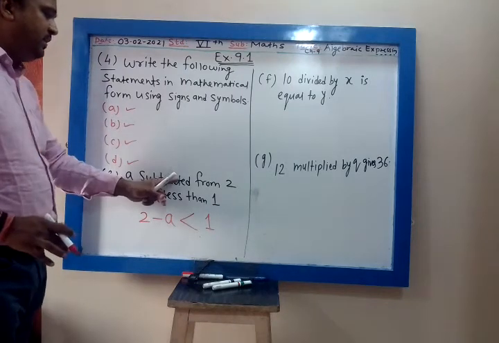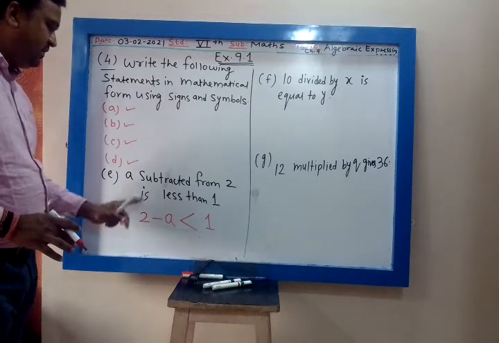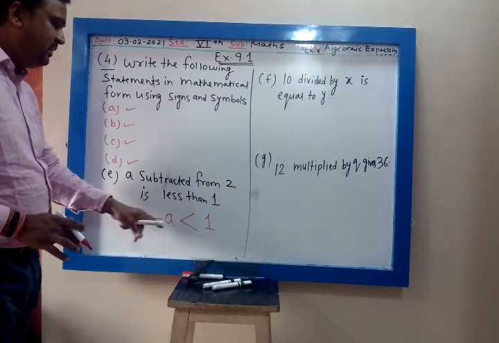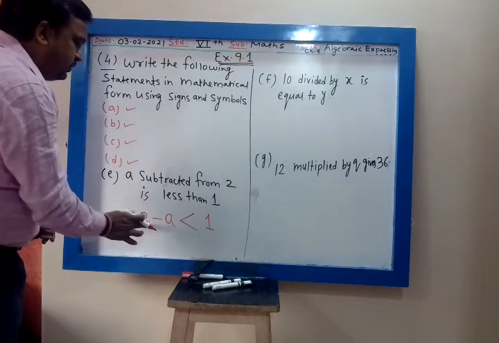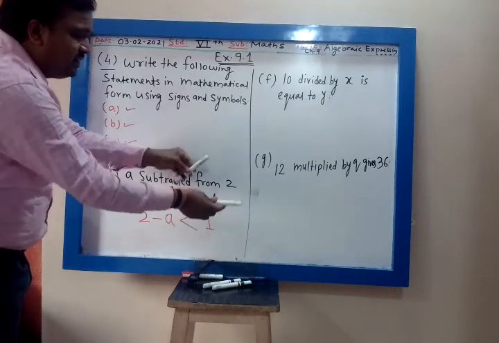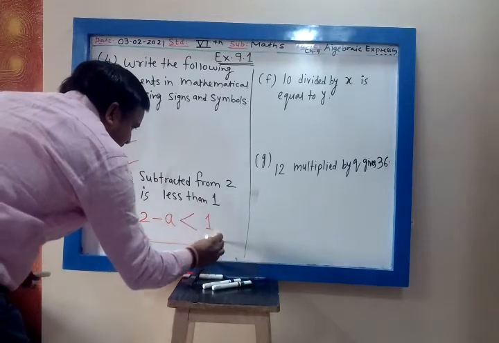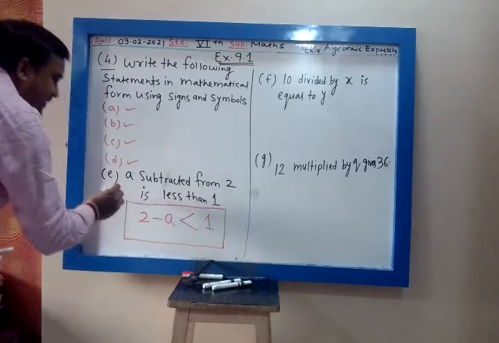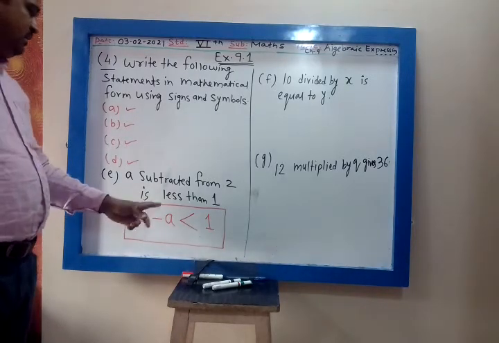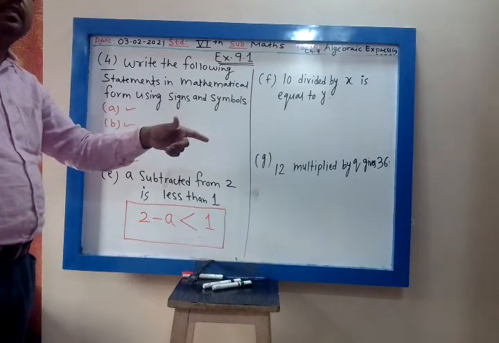So A subtracted from 2. From 2 we subtract means minus A. 2 minus A. And when A is subtracted from 2, it is less than 1. Means inequality will be on the one side. So answer is 2 minus A is less than 1. Because the question is A subtracted from 2.